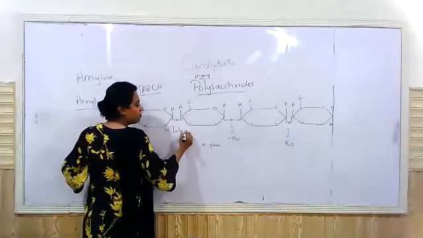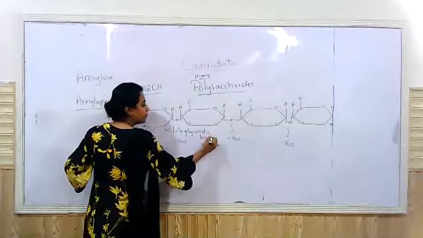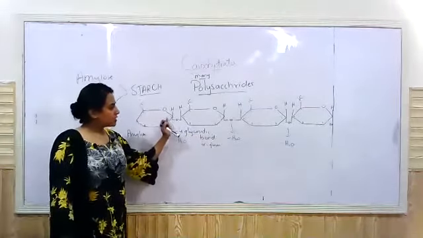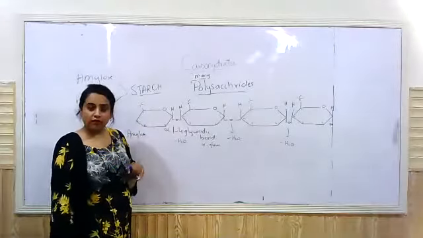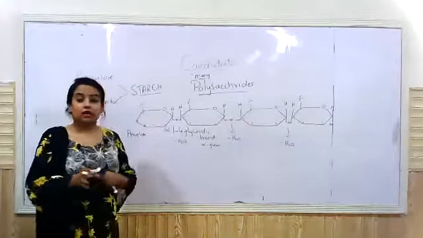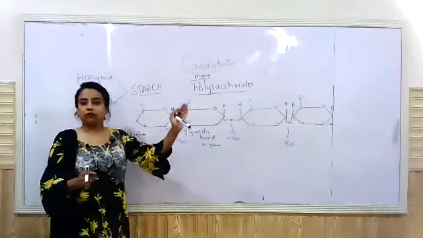Alpha 1 4 glycosidic bond. Alpha because the glucose is alpha, 1 4 because carbon number 1 and carbon number 4 are involved, and glycosidic because it's a linkage between two sugars, that's why a glycosidic bond. So this bond has a name, alpha 1 4 glycosidic bond, right?